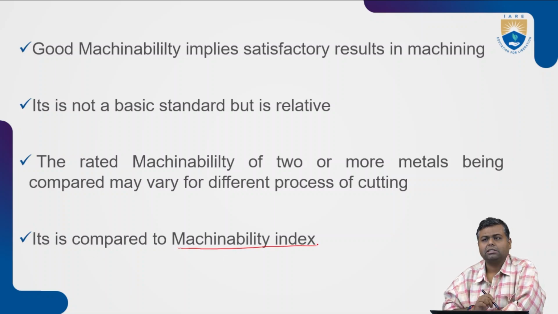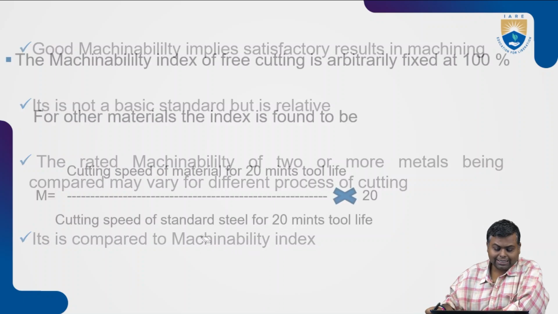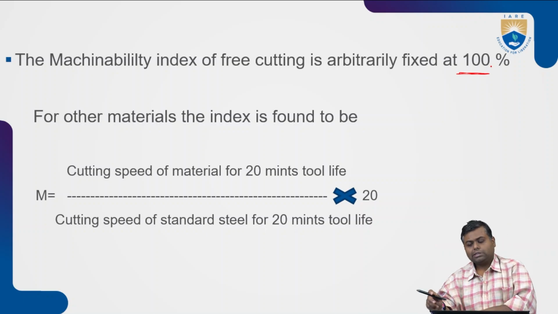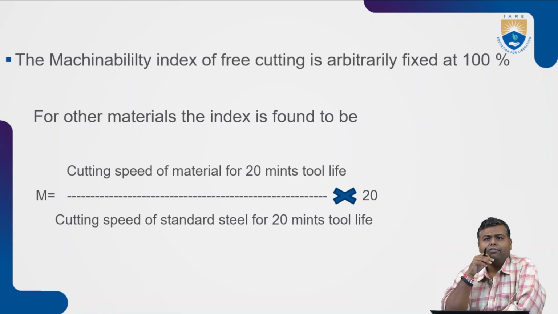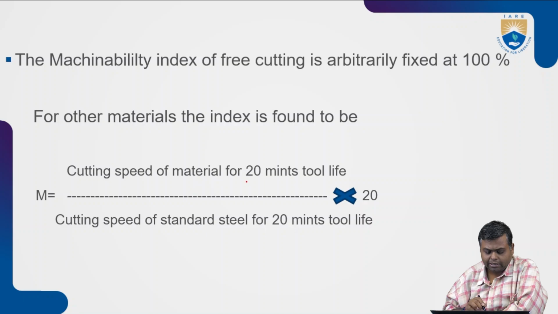So this is an index. An index is a number, so we can show it in terms of an index. So let us see the index. The machinability index of free cutting steel is arbitrarily fixed at 100%. Generally, we fix it at 100% for the material that is very free cutting. For materials in general, how it is calculated: M is equal to the cutting speed of the material for 20 minutes tool life divided by the cutting speed of the standard steel for 20 minutes tool life, into 100.